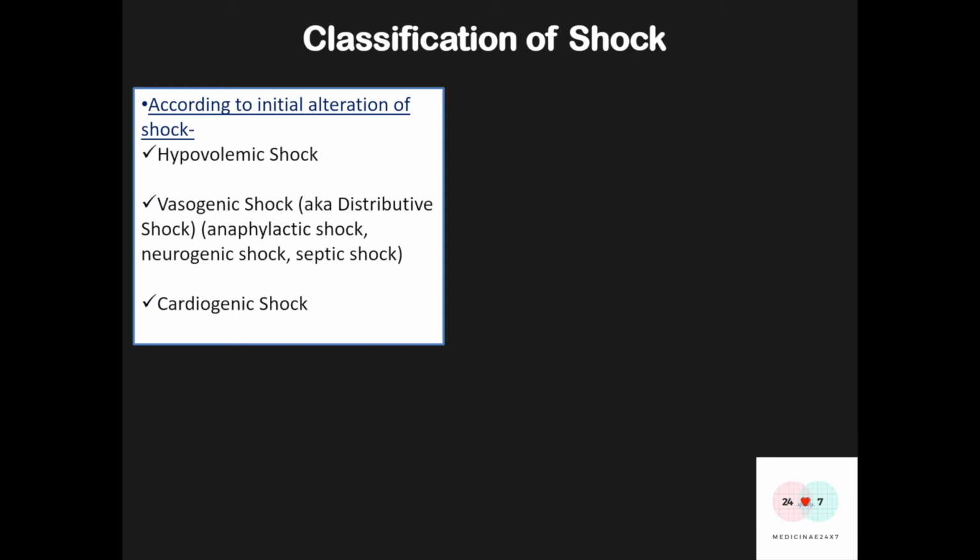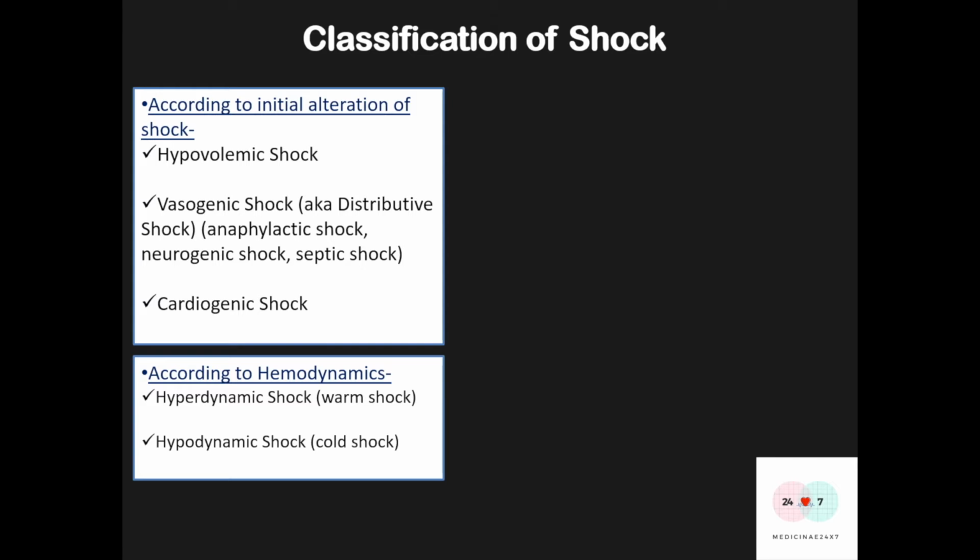It can be subdivided into anaphylactic shock, neurogenic shock, and septic shock. And lastly, cardiogenic shock, which is brought about by improper cardiac function, that is decreased cardiac output, which fails to maintain tissue perfusion.